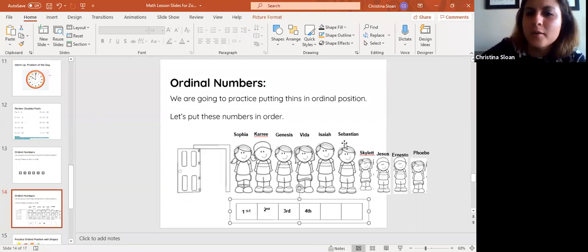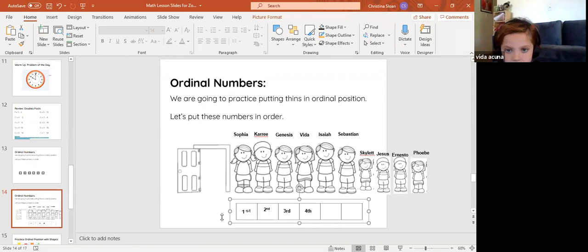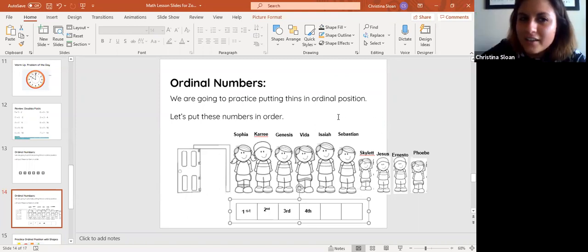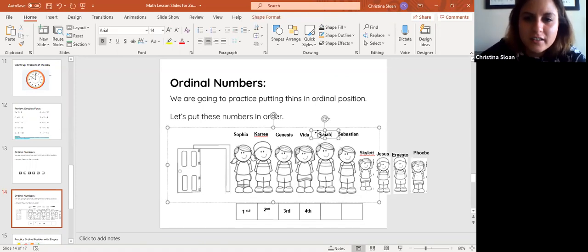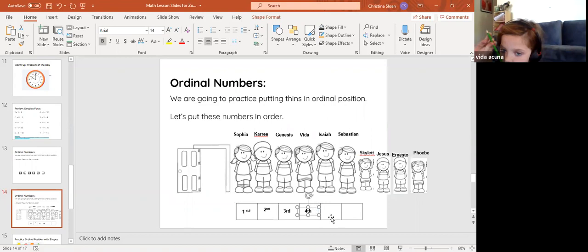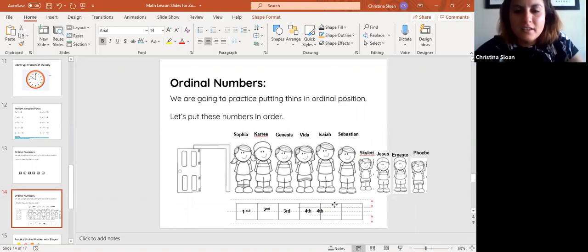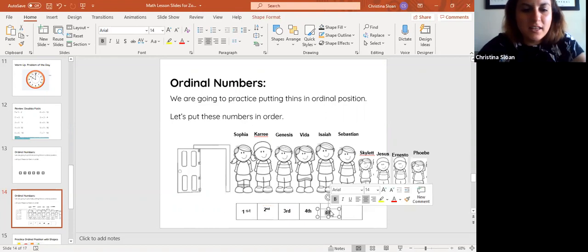Or at least, can you tell me what the first letter is in that person's name? Because I know you might not be able to read what their names are just yet, which is okay. 1, 2, 3, 4. L. What letter? It starts with L. L. So the font looks a little different. So it does look like an L, but this is an I actually. And this is for Isaiah. Who's fifth in line? Isaiah. Thank you, Vita. All right, so Isaiah's fifth in our line.